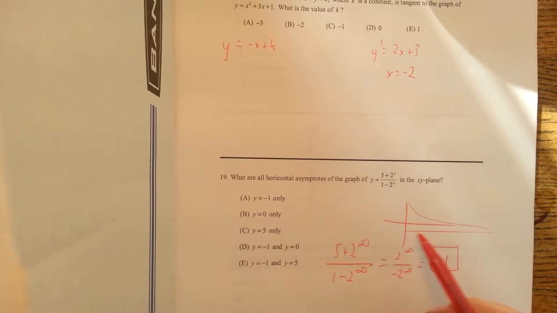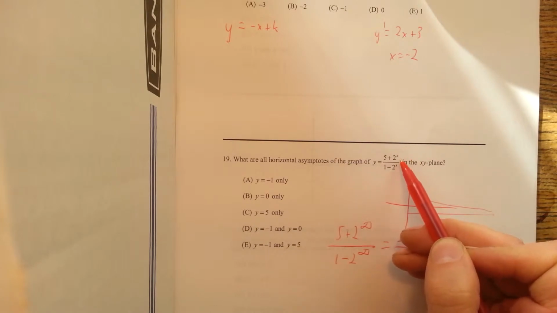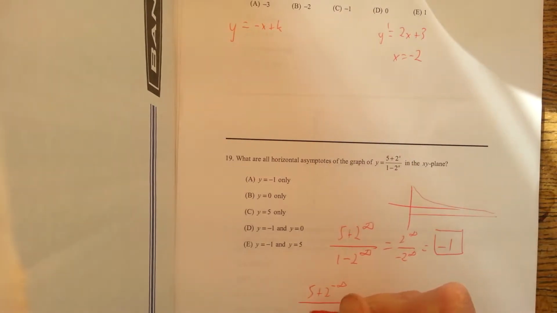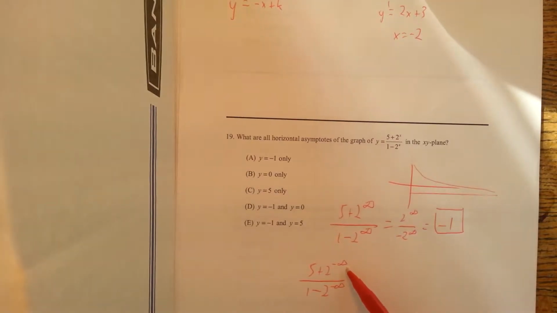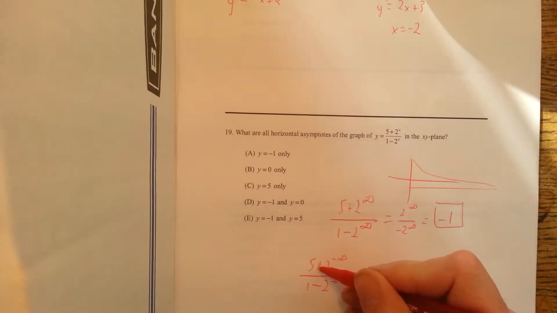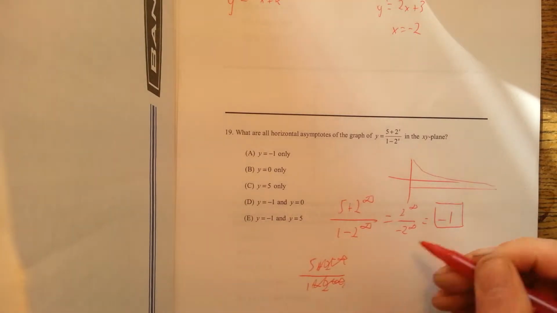Okay, but we also have to look at what happens when x goes to negative infinity. So I'm going to plug in negative infinity up here and see what happens. So I get 5 plus 2 to the negative infinity over 1 minus 2 to the negative infinity. Now something very different is going to happen here. 2 to the negative infinity is the same as 1 over 2 to the infinity. 1 over 2 to the infinity, that's basically 0. So this is saying 5 plus 0, and 1 minus 2 to the negative infinity, that's also 0. So this is really 5 over 1, which is 5.